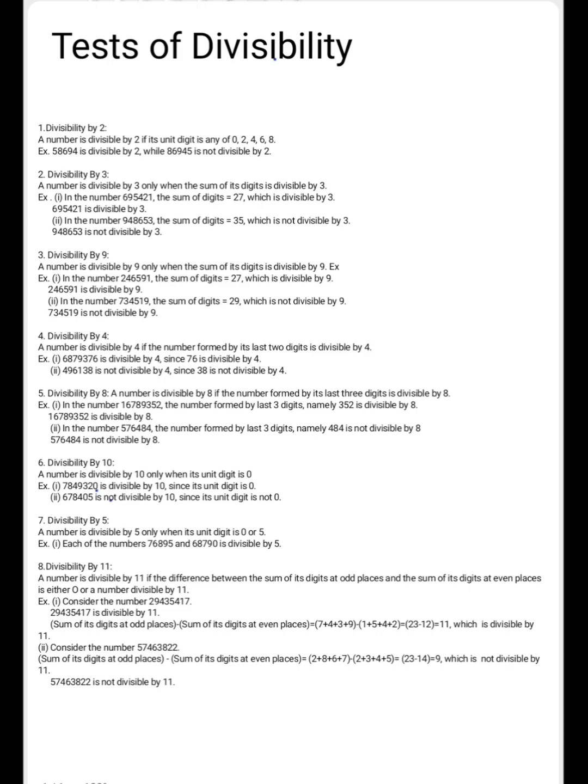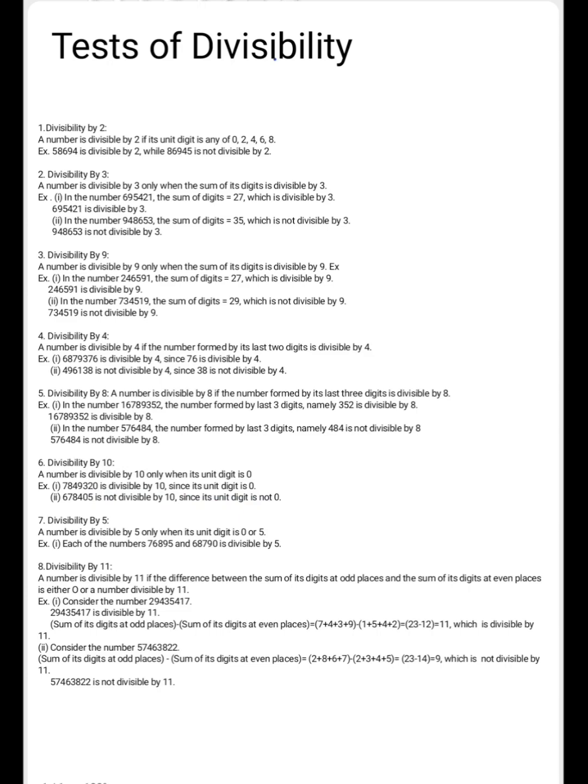If we take an example of 7849320, the units place is 0, so we can directly say that the given number will be divisible by 10. If we take 68405, whose units place is 5, we can say that it will not be divisible by 10.